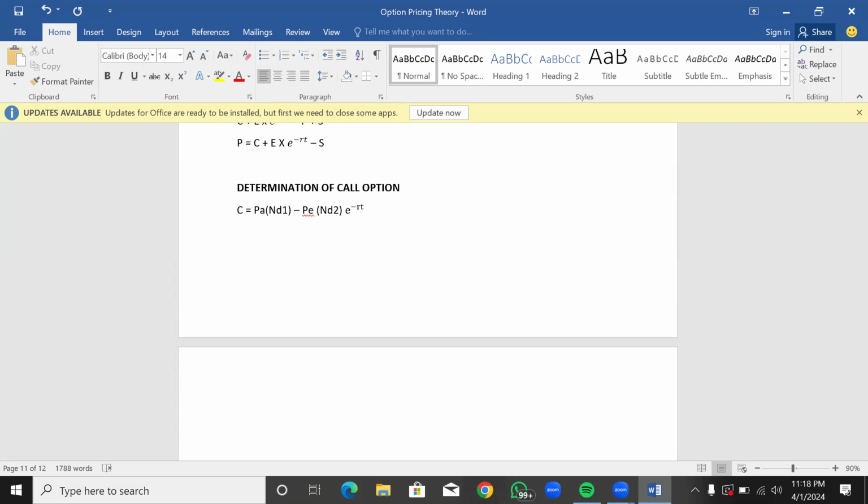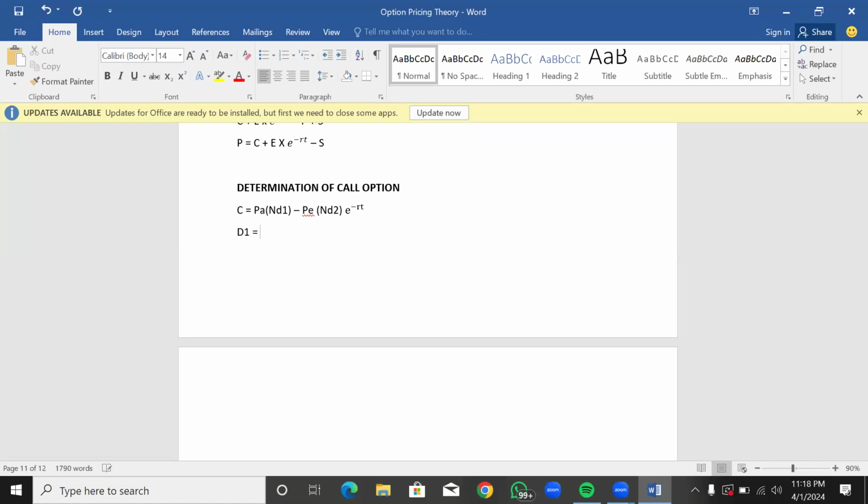So now, our call option. Let's look at this formula again. What do we have? What don't we have? We have PA, we have PE, we have exponential in our calculator, we have rates, we have time. What we don't have is d1, N(d1) and N(d2). So how do we get N(d1)? Before we get N(d1), we have to get d1 first. So let's solve for d1.